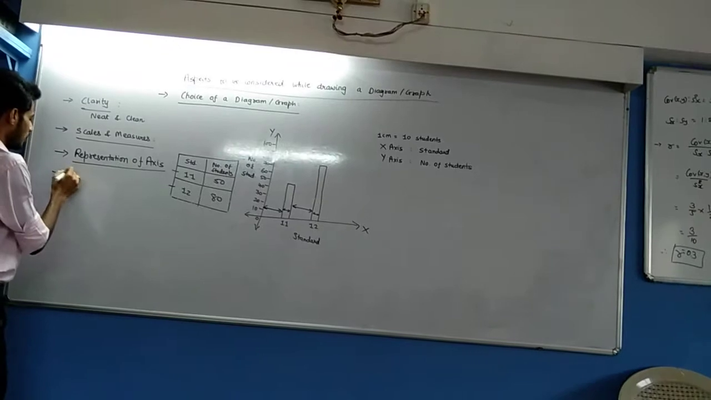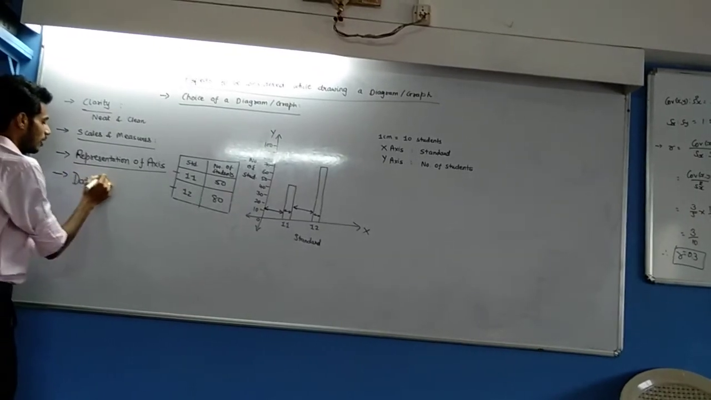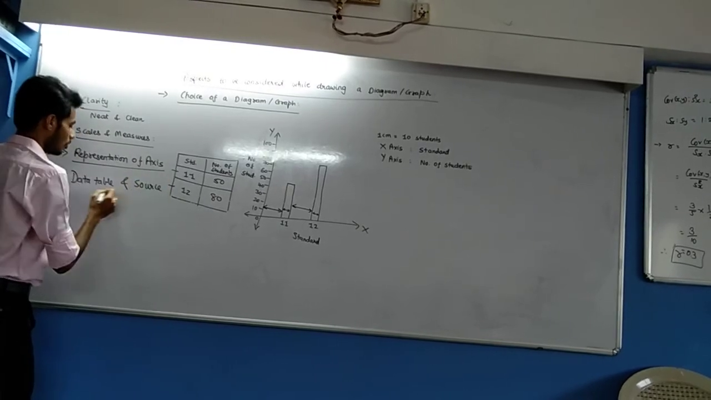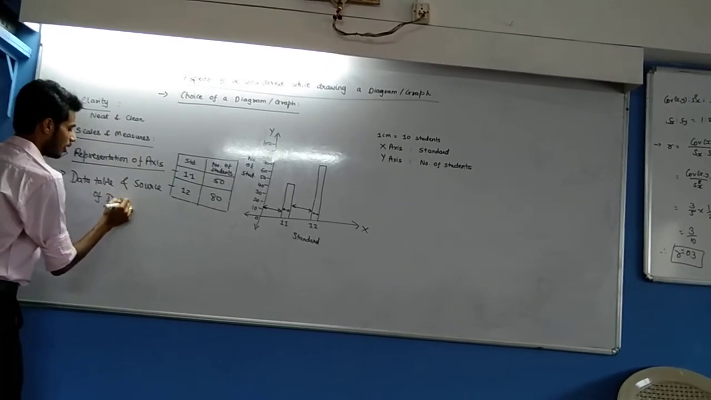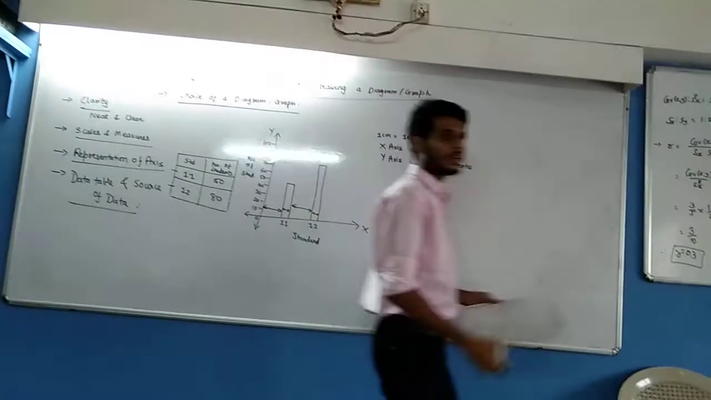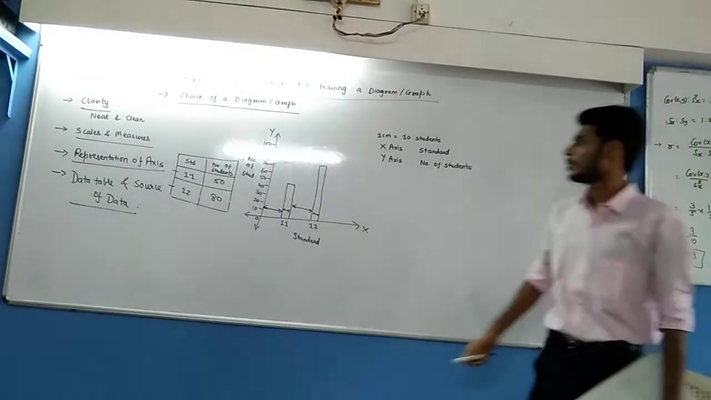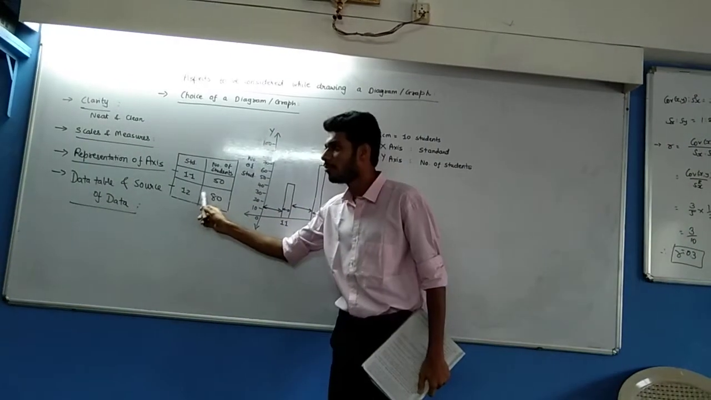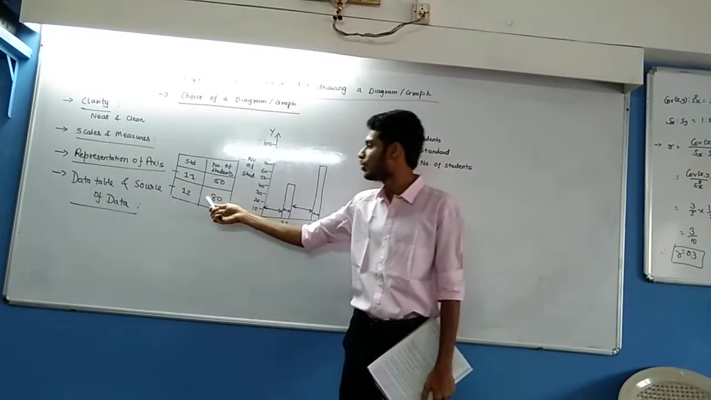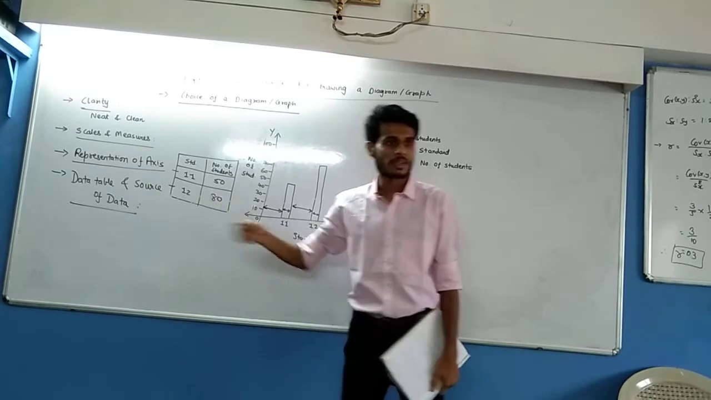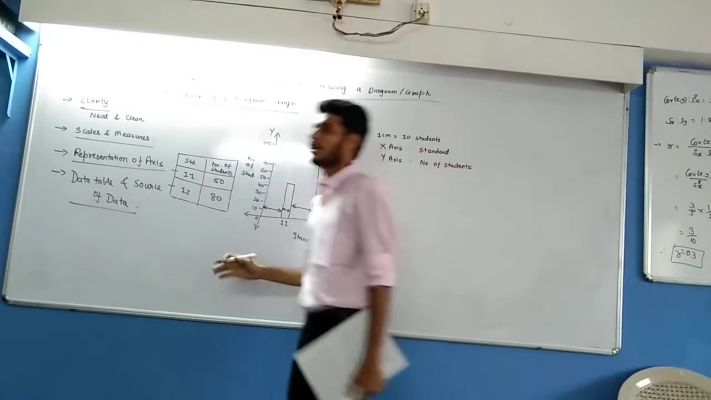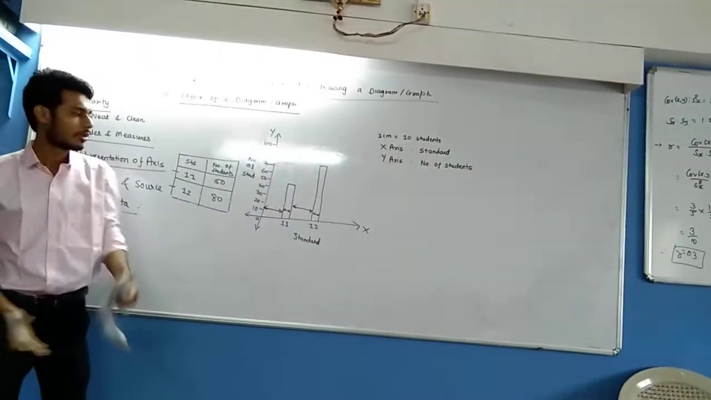The next point says data table and source of data. So what is a data table? A data table is a table based on which you are going to prepare a diagram or a graph. You are used to making such tables previously. I guess you might have prepared a diagram or a graph in your standard 9th and 10th also, right?